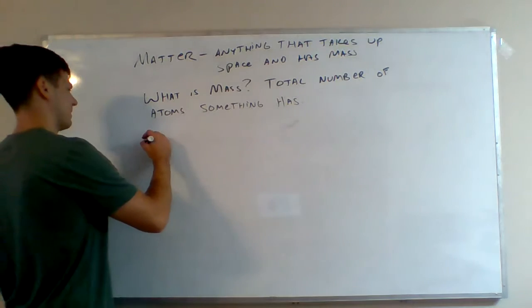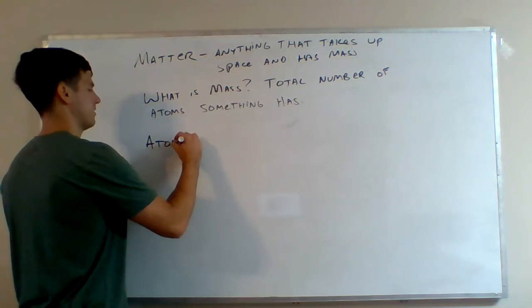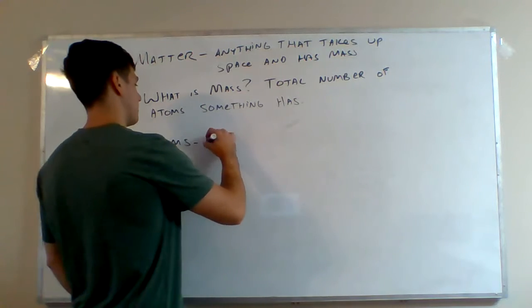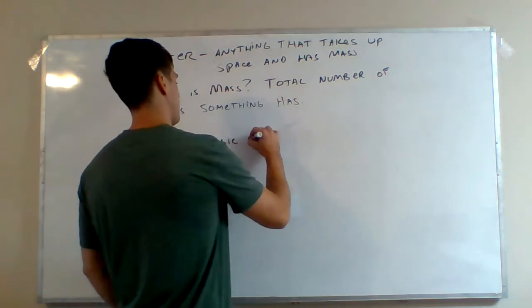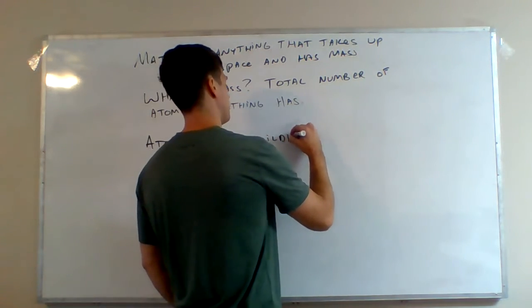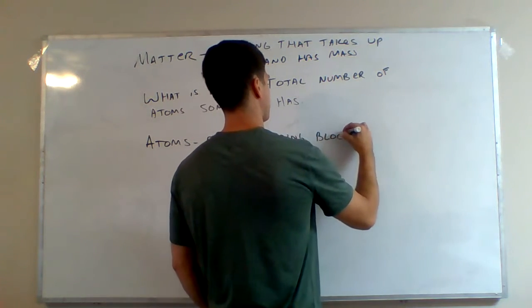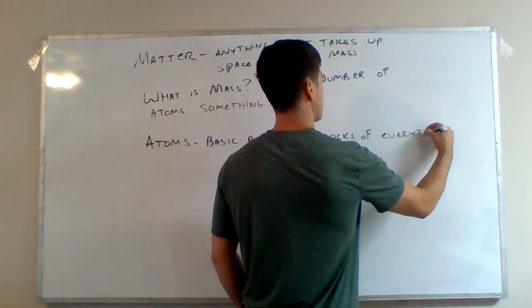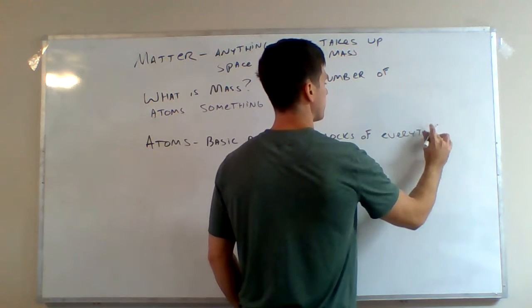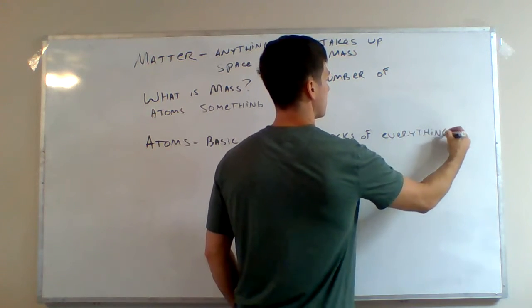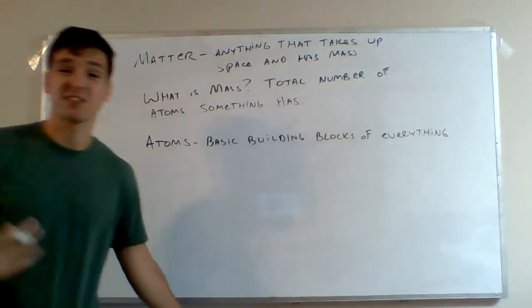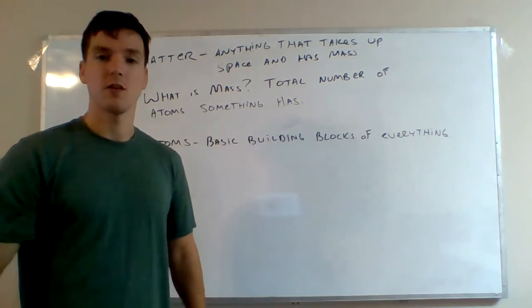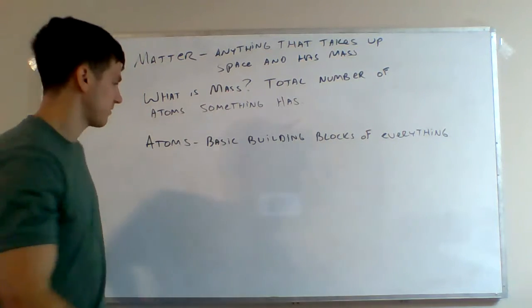What is an atom? Right? Atoms are the basic building blocks of everything, okay? If you look at the periodic table, those are just atoms, okay? They're just different types of atoms. You got hydrogen atoms, you got oxygen atoms, you got gold atoms, okay? Those are the basic building blocks of everything.